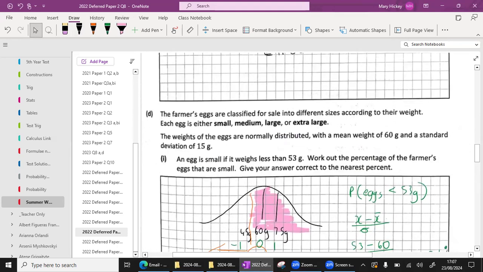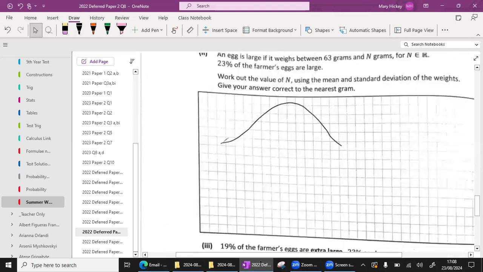So our mean, sorry, guys, just throwing out a cat here. I'm being attacked.